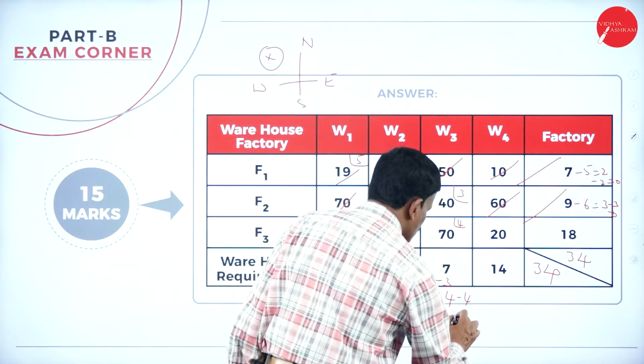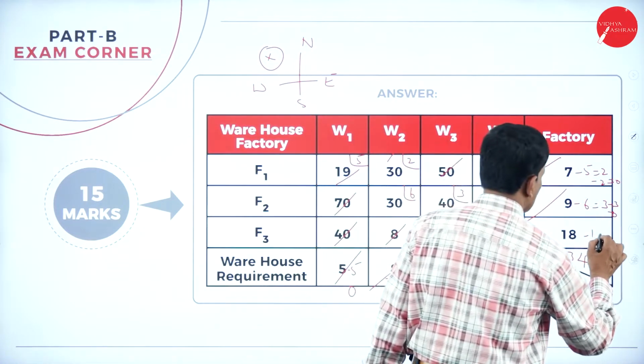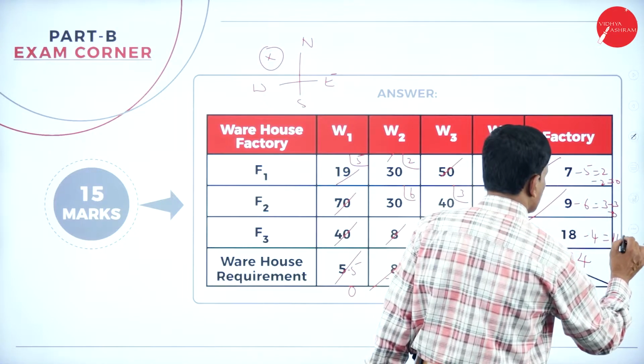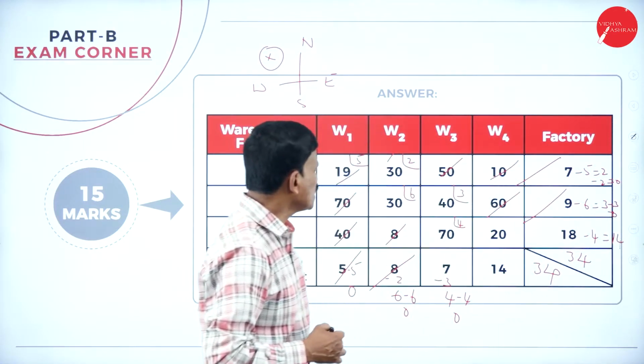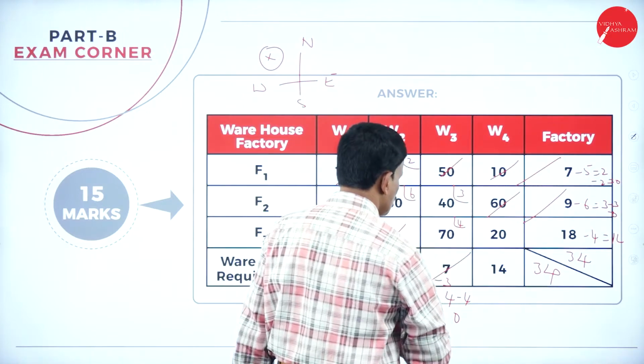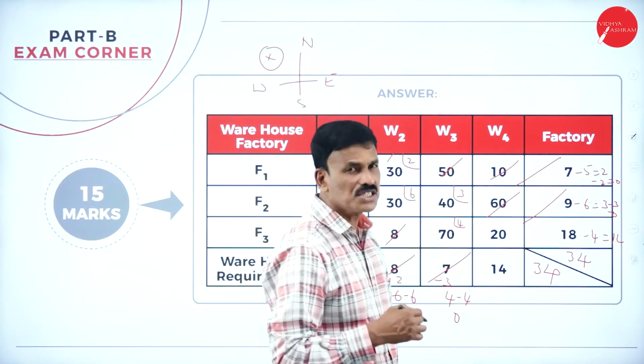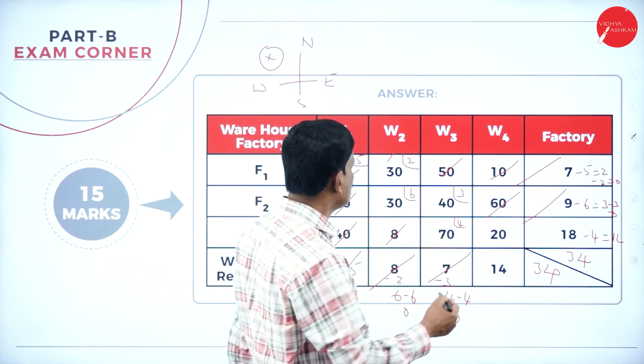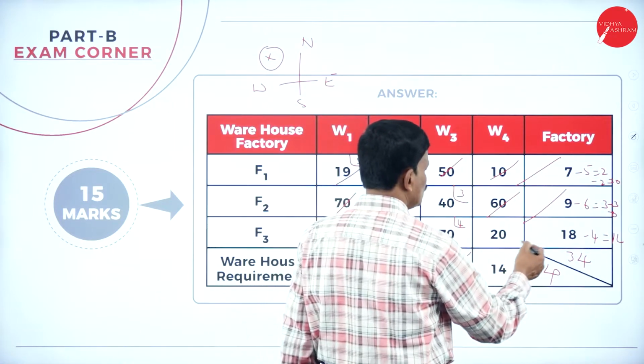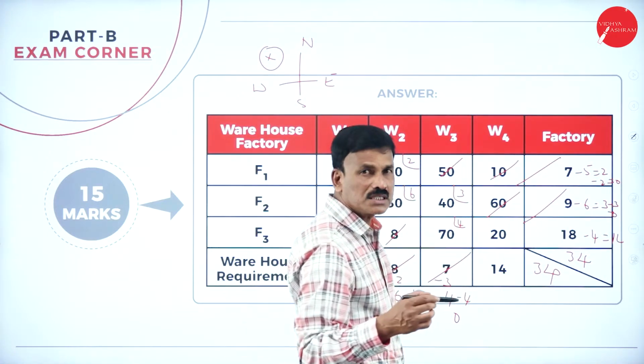4 minus 4, that's equal to 0. Here 18 minus 4, that's equal to 14. Now, once this becomes 0, it means you can cancel this. Now find out the next northwest element. The next northwest element is 18. So allocate the supply and the demand.